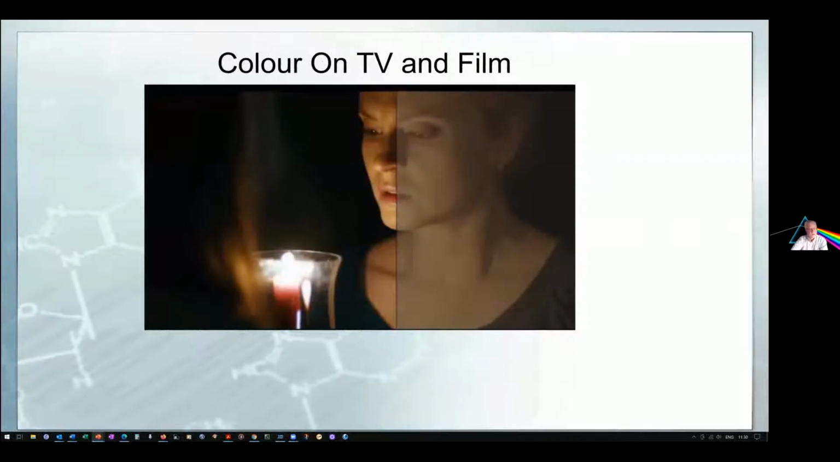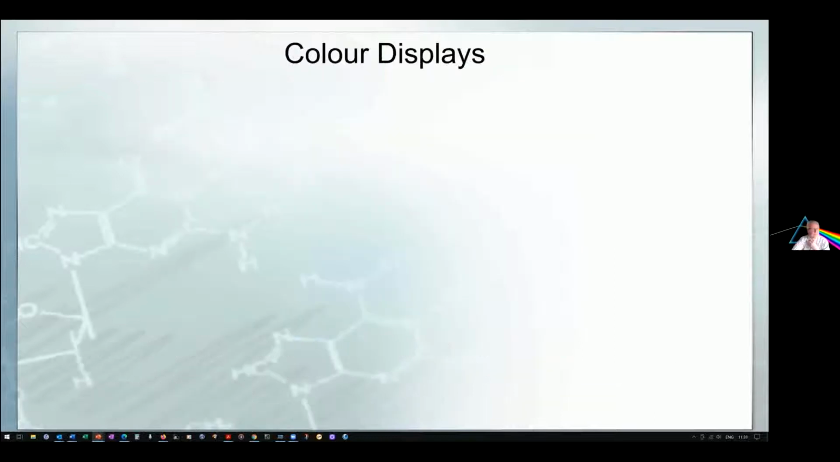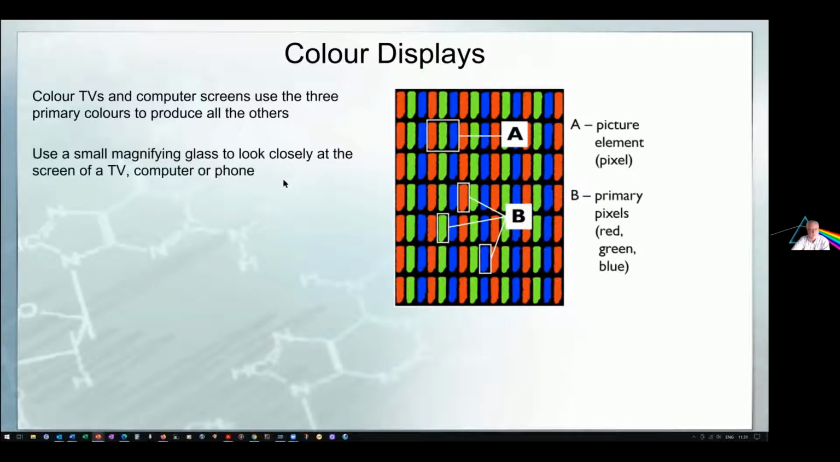Now, on color and TV and film, you may see in the credits somebody attributed to be the colorist. Now, what do colorists do? Well, they ensure that all the shots in each scene match one another in terms of balancing the color saturation and luminance from shot to shot to give consistency. So they correct the color differences throughout the whole program. Color displays, well, we use the three primary colors on color displays on TVs, on smartphones, computer monitors, and they're made up of red, green, and blue picture elements or pixels.